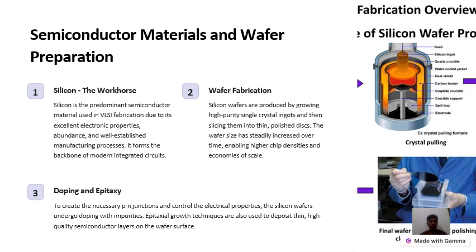Doping and epitaxy to create the necessary p-n junctions and control the electrical properties. The silicon wafer undergoes doping with impurities. Epitaxial growth techniques are also used to deposit thin high-quality semiconductor layers on the wafer surface.